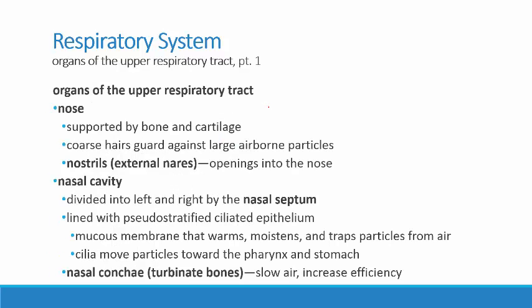Okay, so let's first look at what the organs of the respiratory system are, and we'll start with the upper respiratory tract. This is everything that's above or superior to the pharynx, is the upper respiratory tract. And we'll start with the nose.